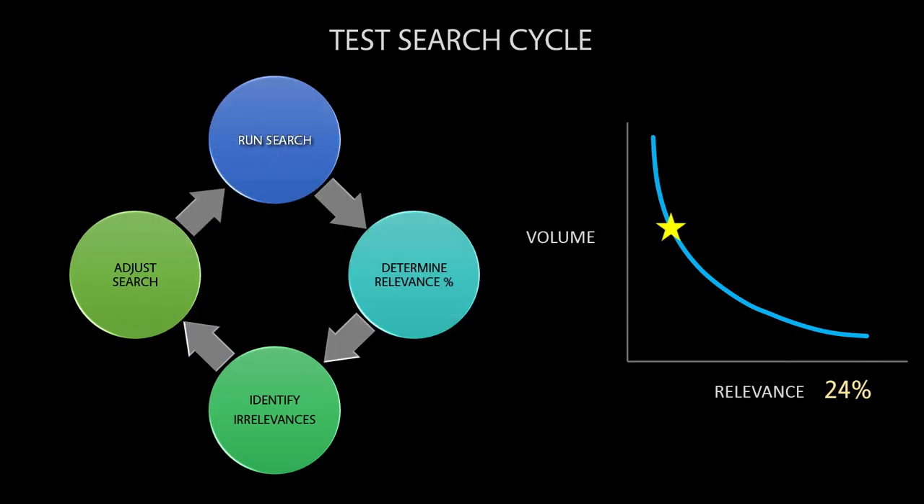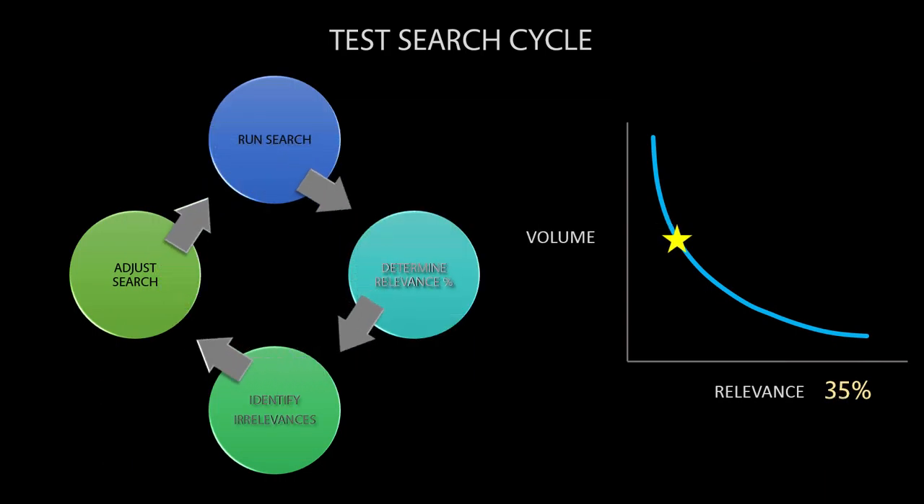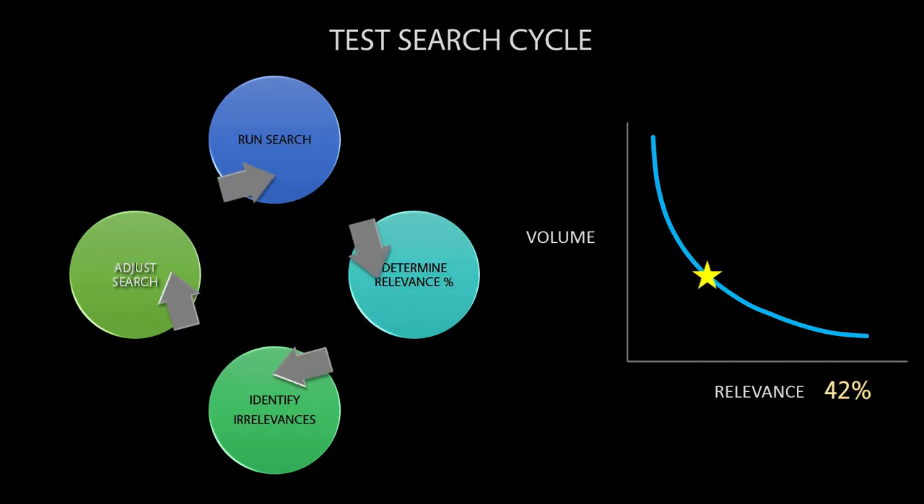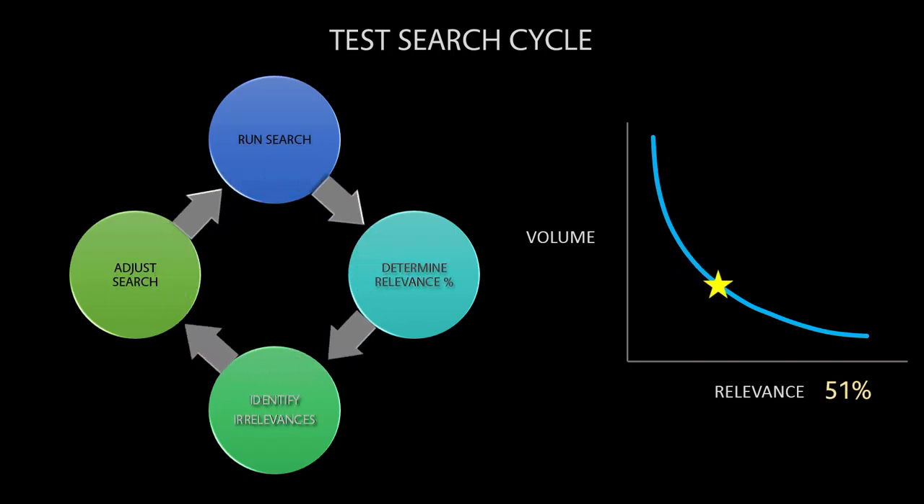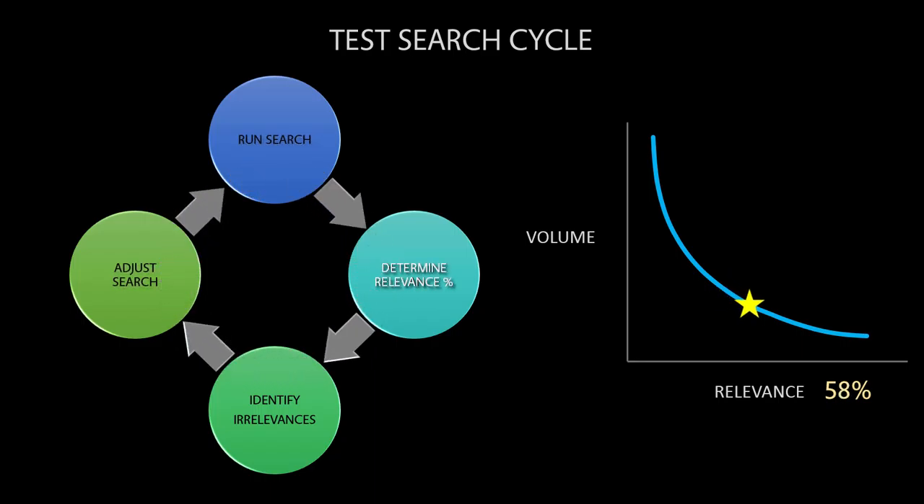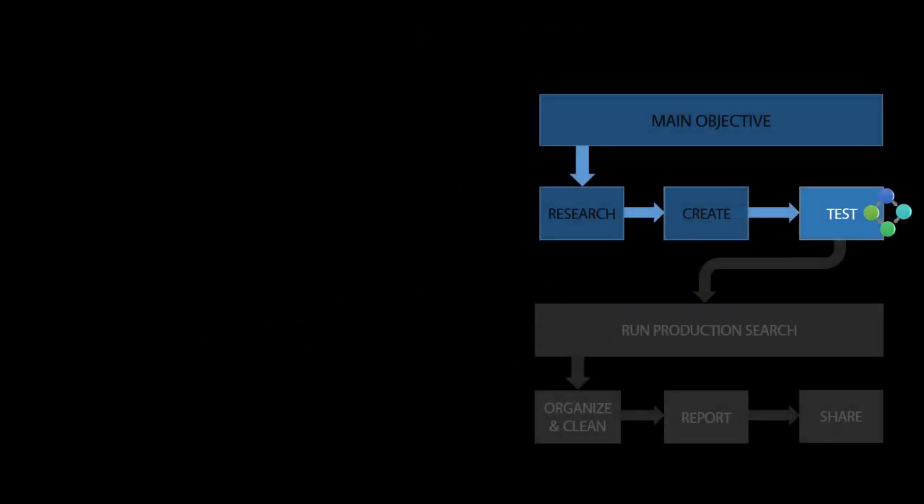This process can be cycled through as many times as necessary with the aim of increasing the relevance percentage while maintaining a useful volume of results. Although a relevance percentage of 80% is a good goal to aim for, it probably won't be achieved through this process. A good deal of further data cleaning will need to take place after your full search is completed. In the next video, we will run the full production search.